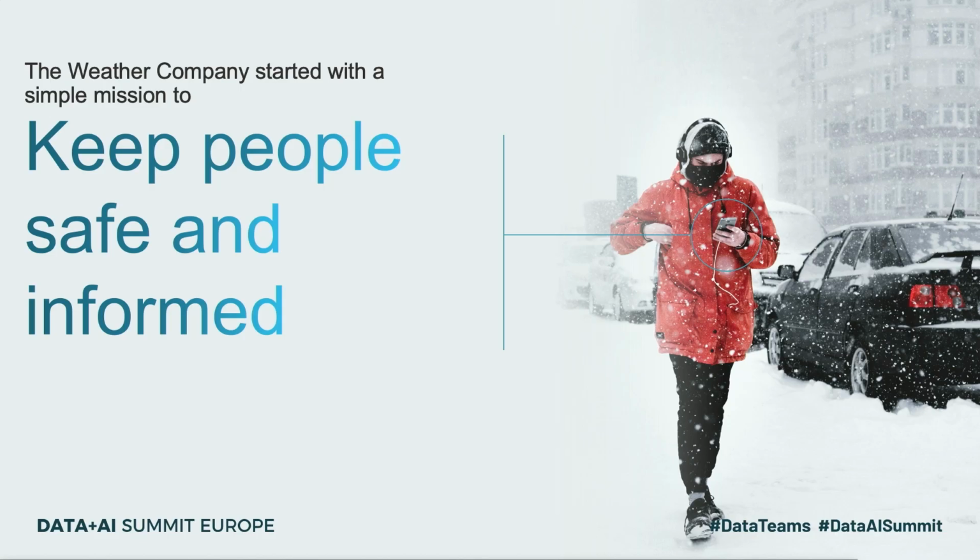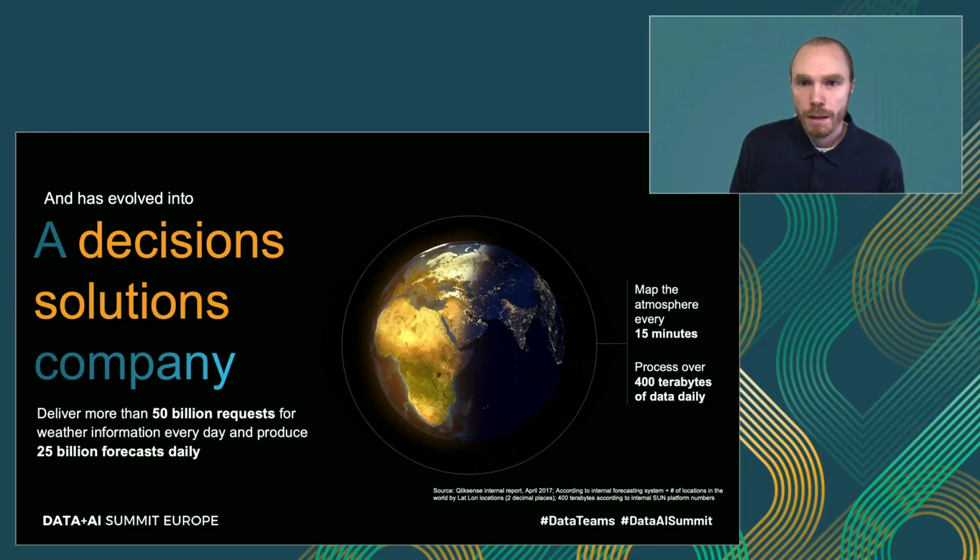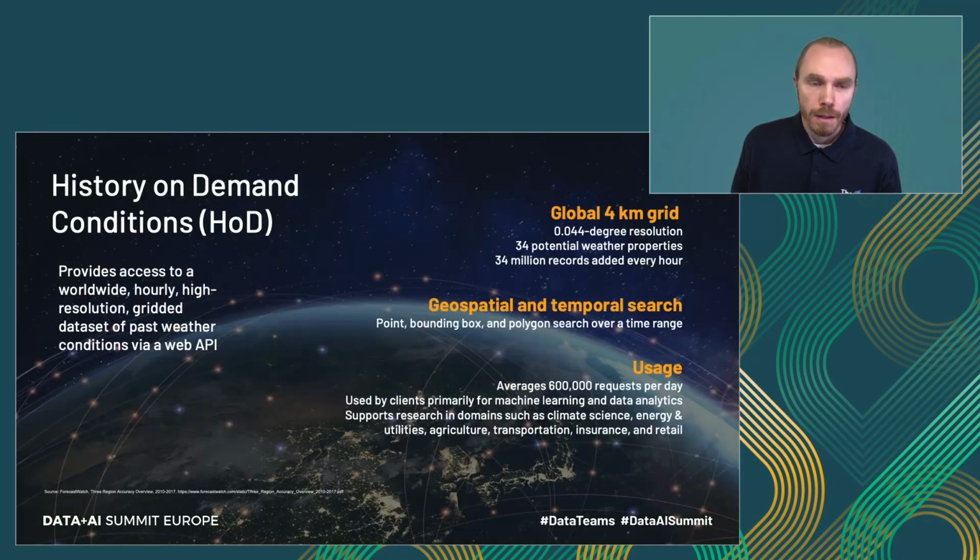So at the Weather Company, we started with a mission to keep people safe and informed about the weather. Today, the Weather Company has evolved into a decisions and solutions company with data at its core, providing people with the information and the tools they need to make intelligent decisions about the weather. One example of that is History on Demand.